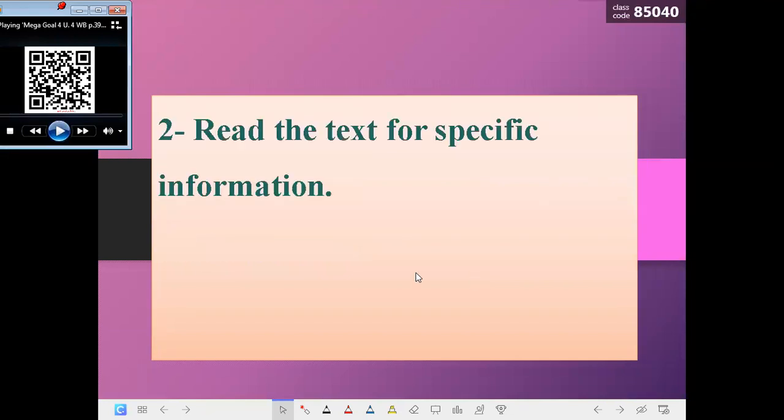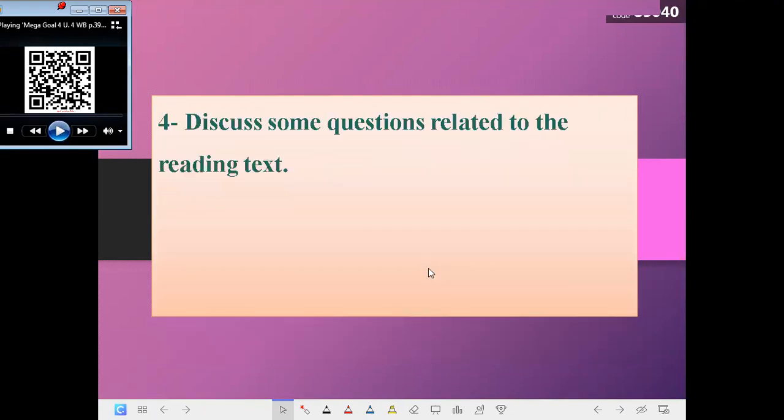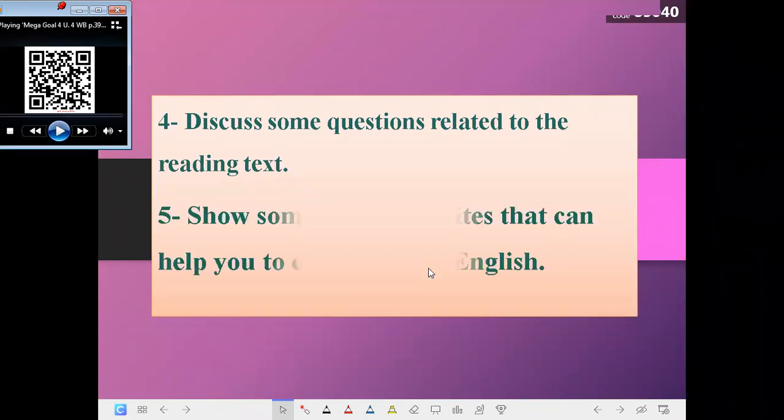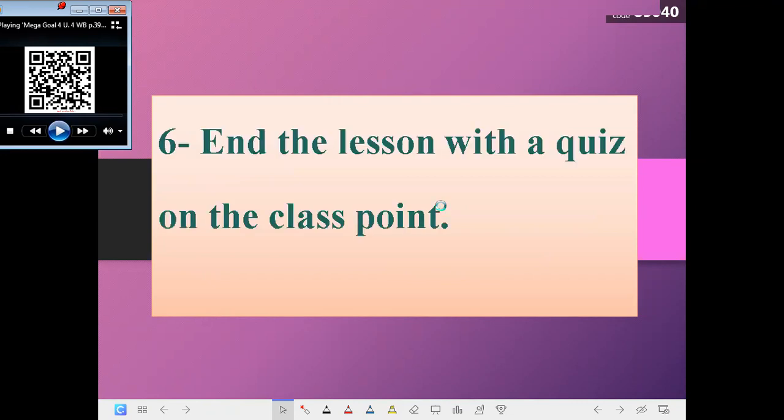Number two, read the text for specific information. Number three, guess the meaning of the new words. Number four, discuss some questions related to the reading text. Number five, show some important sites that can help you to enhance your English. Number six, and it's the last part of the lesson, end the lesson with a quiz on the class point.